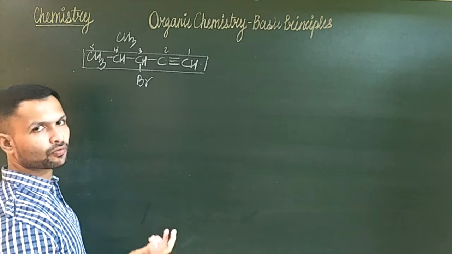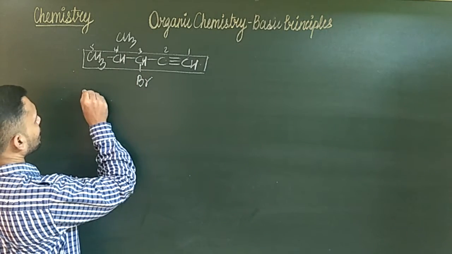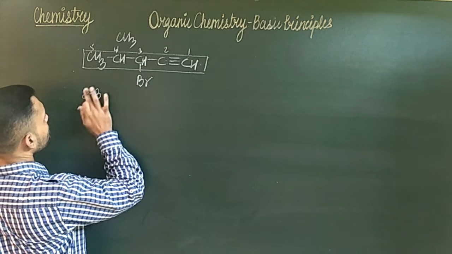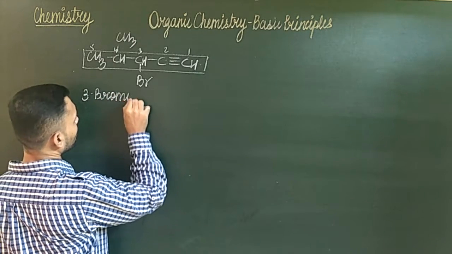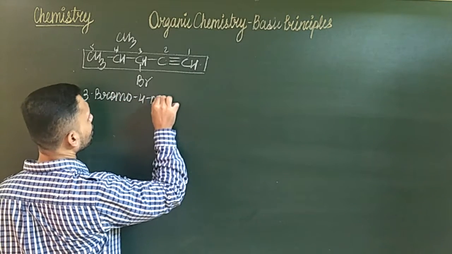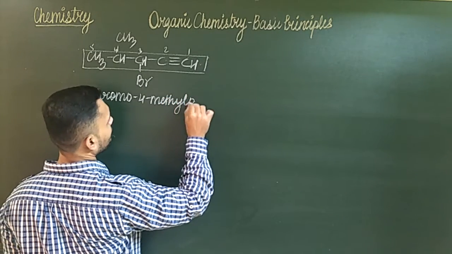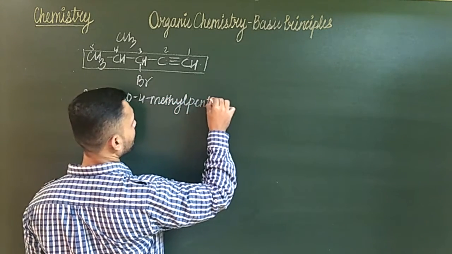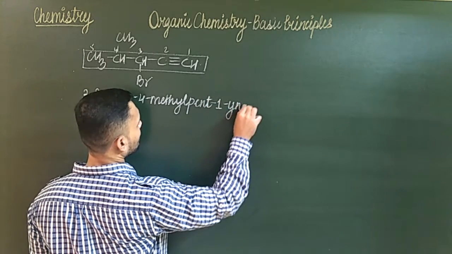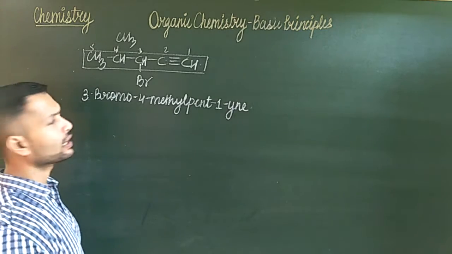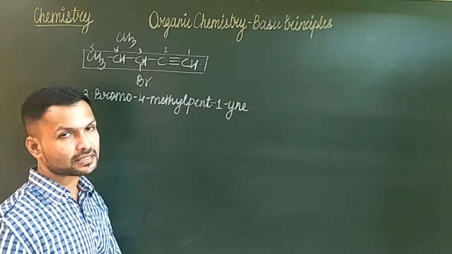So alphabetical order, followed by the root word, followed by the suffix. So what will come here? Sorry, it should be 3-bromo, 4-methyl. The root word is pent. The longest chain is of 5, pent, and this should be written as 1-yne. No other functional groups apart from that, so only the primary suffix. Okay?